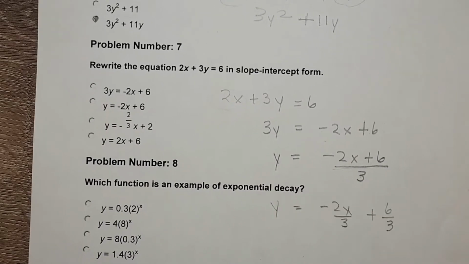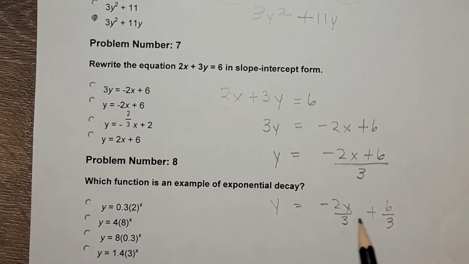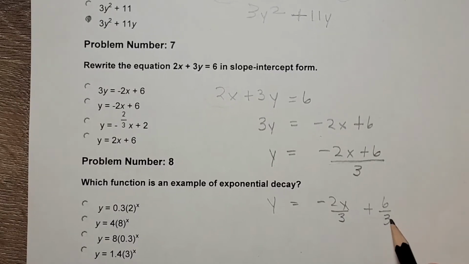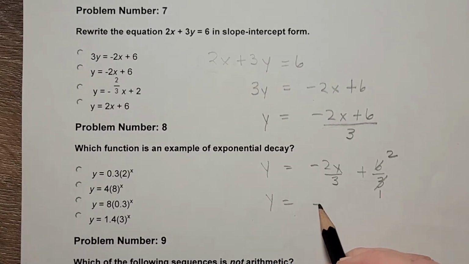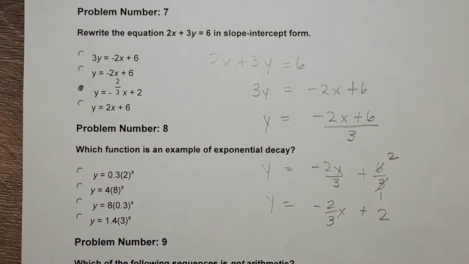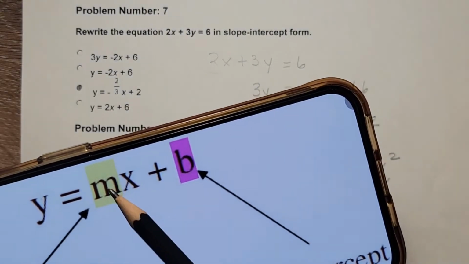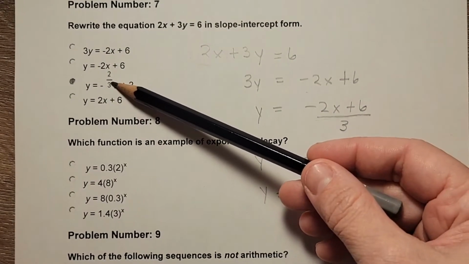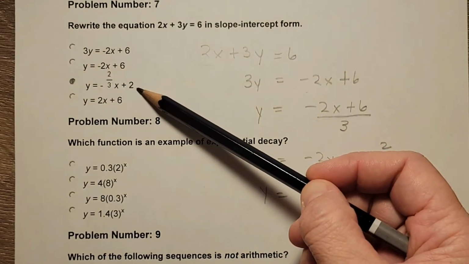Okay. In this step, it's the same as this, it's just separated. And then in this case, I can reduce this. So then y equals negative 2/3 x plus 2. And there you have it. Our slope is negative 2/3, and our y-intercept is 2.